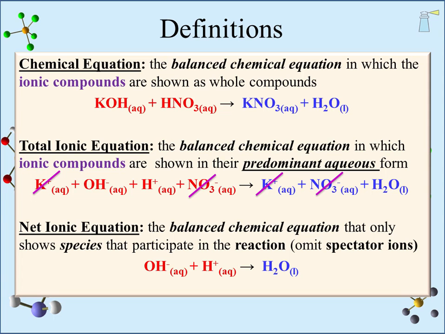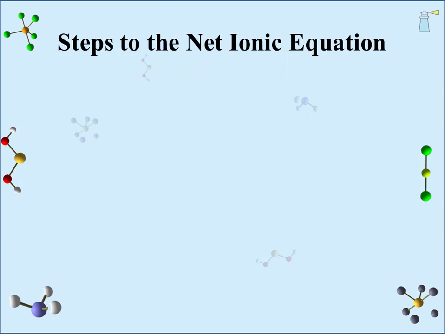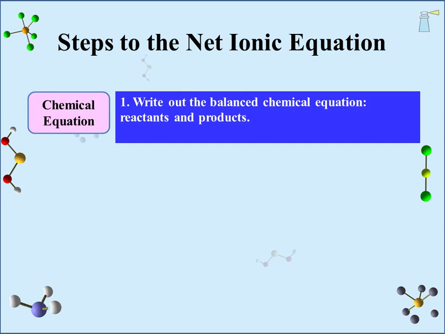Getting a net ionic equation from a chemical equation really just follows from the definitions listed here. Net ionic equations are usually just limited to reactions that take place in water and have soluble ionic compounds. Be sure that that is the case before proceeding. The first step in getting a net ionic equation is to write out the balanced chemical equation. Write out the reactants and products. Be sure to include the subscripts of state of matter, especially the aqueous subscript.